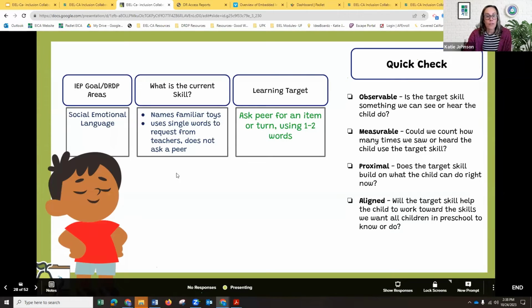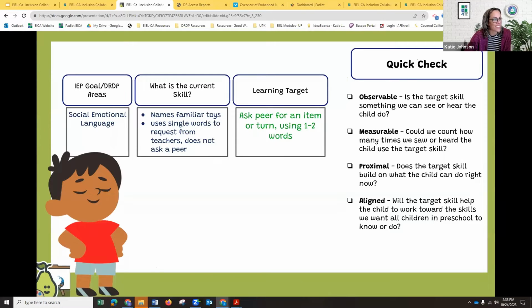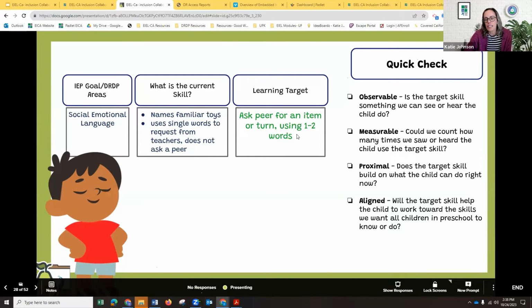So what I would like you to do on your Pear Deck is to look at this, and we're going to go through these questions together, and you can use the pencil function now and sort of check it off. And I want to see, is this target skill, asking a peer for an item or a turn using 1 to 2 words, a target skill that we could see or hear the child do? Does that seem observable?